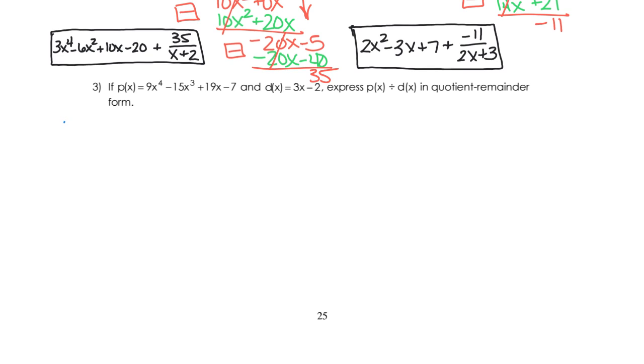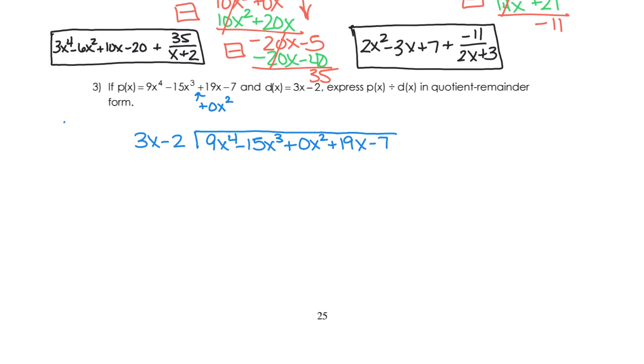All right, number 3. It says if p of x equals and d of x equals, express p of x divided by d of x in quotient remainder form. So same thing that we've been doing, it's just set up a little bit different. Okay, but we're going to take d of x. It's our divisor. We'll put it out front. And we'll long divide 9x to the 4th minus 15x to the 3rd. And right there, guys, you need to recognize that you don't have an x squared term. So we're going to add in plus 0x squared, so things still line up. Okay? And then we do have an x term, so plus 19x, and then we have our number.